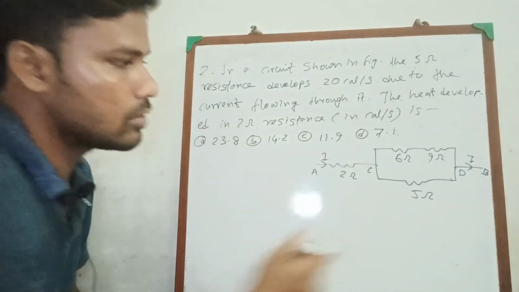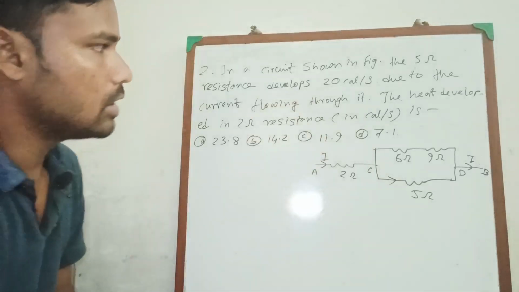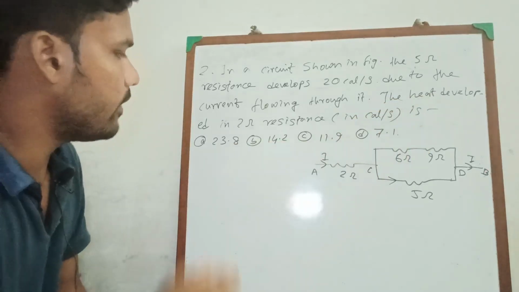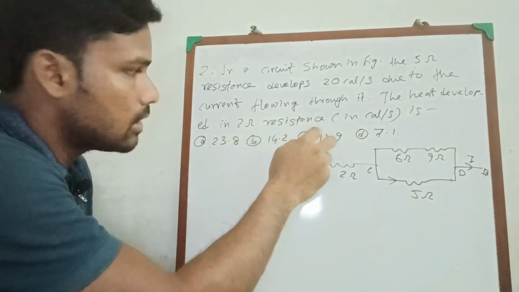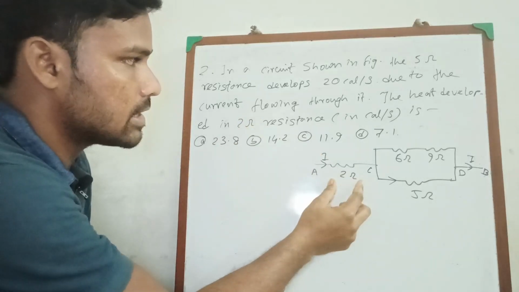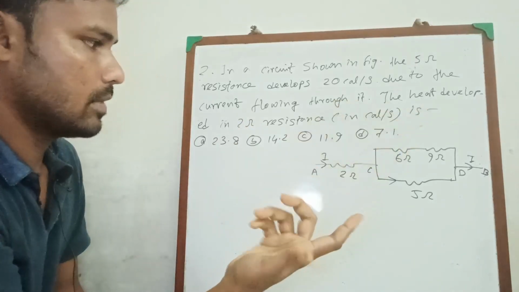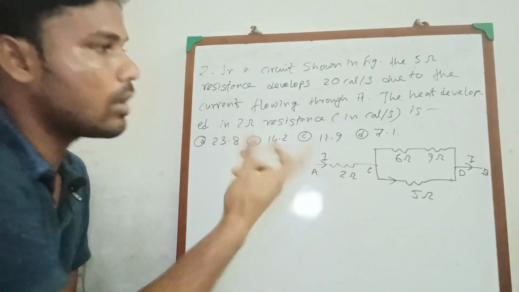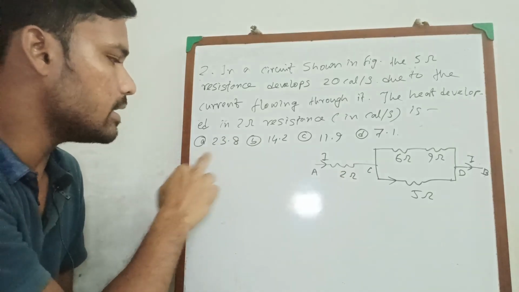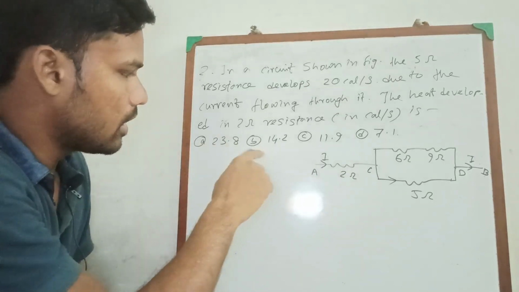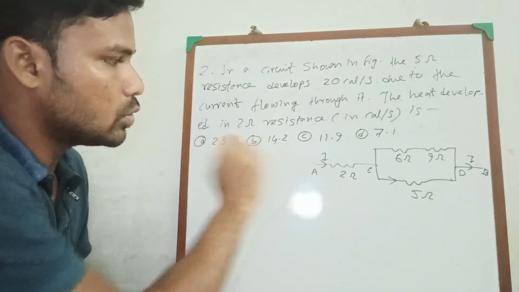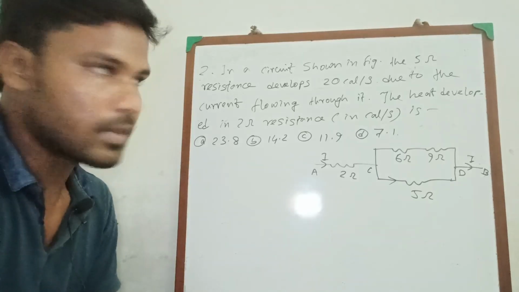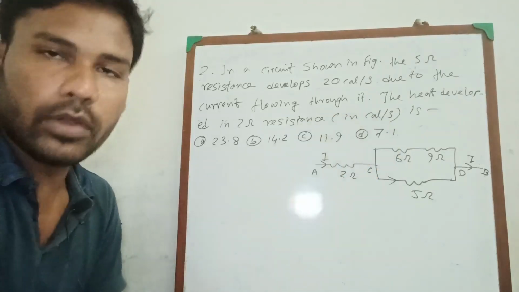So some current is flowing through this. This is the heat generated here. So the heat developed in the 2 ohm resistance here is... So it asks us to calculate how much heat will be generated in the 2 ohm. Option A is 23.8, option B 14.2, option C 11.9 and option D 7.1. All are in the unit of calorie per second.